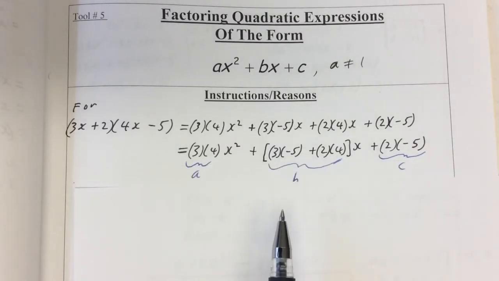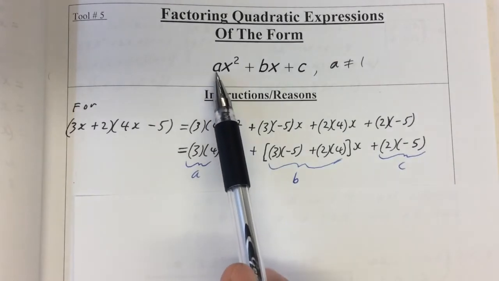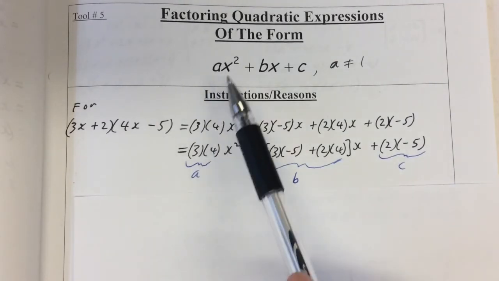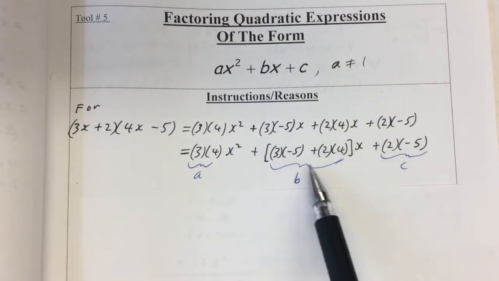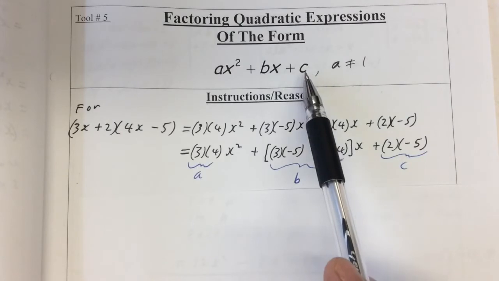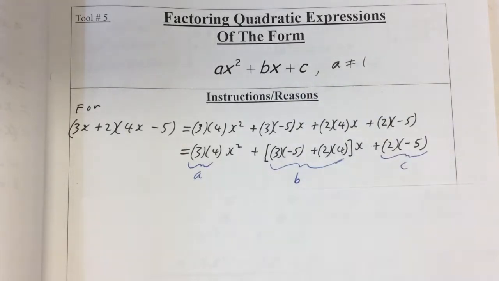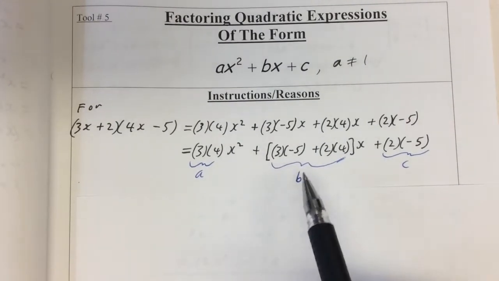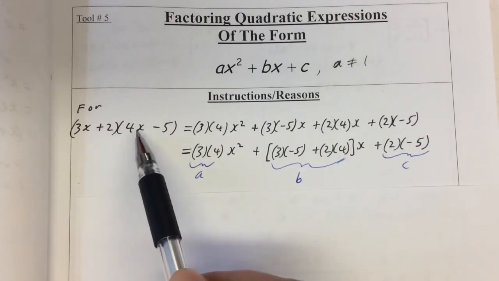When we look at the form of the quadratic here, that's a. 3 times 4 is a. B is this more complex looking thing. And C is that part. So C is multiplying the constant terms. So B is the combination of the outside and the inside together.